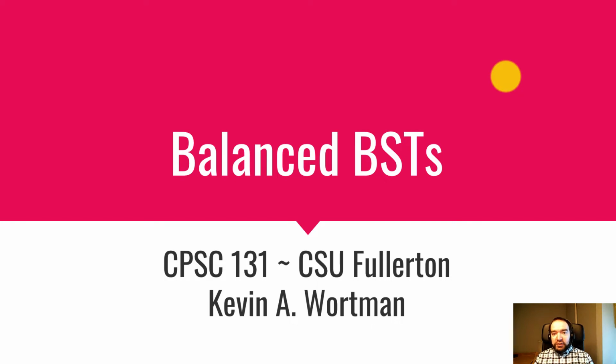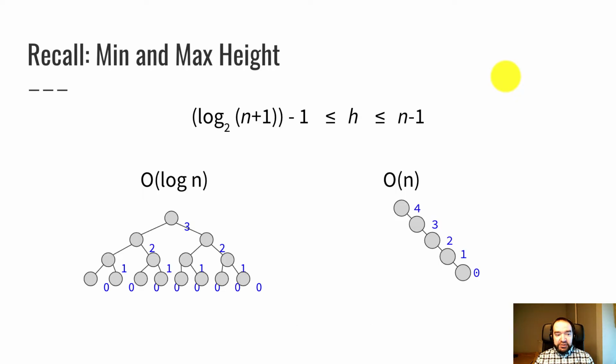Hi guys, this video covers the concept of a balanced binary search tree. So remember that earlier we analyzed the minimum and maximum height that's possible in a binary search tree, and we saw that the maximum height achievable is n minus 1, which is big O of n. You get that when you have a very unbalanced tree where every parent node only has one child, like on the right here. And then the minimum possible height that's achievable is this base 2 logarithm of n plus 1 minus 1 expression, which is big O of log n. It grows logarithmically. And you get that when every parent has exactly 2 children.